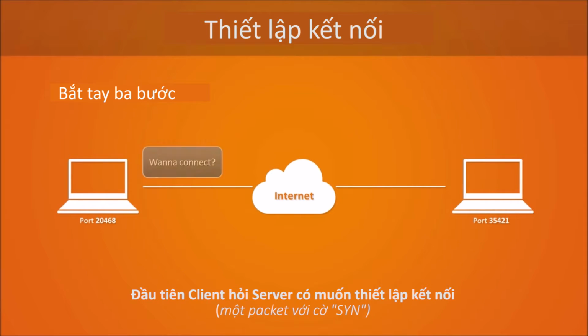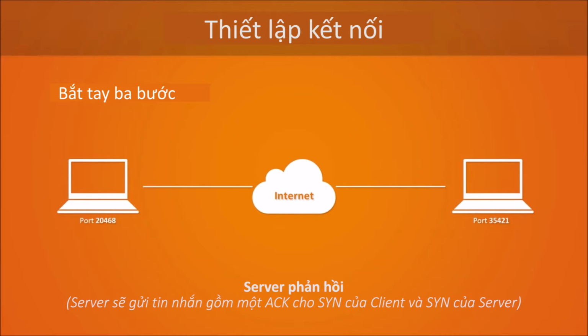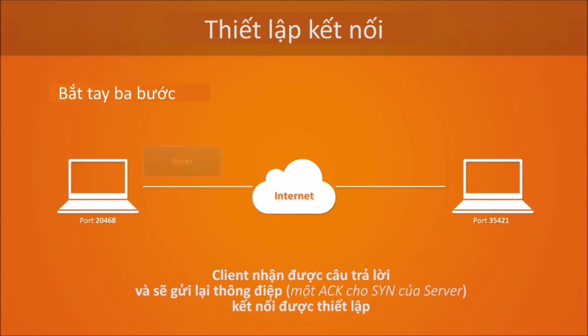First, the initiator will ask the acceptor if it wants to set up a connection. The acceptor will reply to this request, and when the initiator receives this reply, it will send a packet to the acceptor that acknowledges that the connection has now been established.